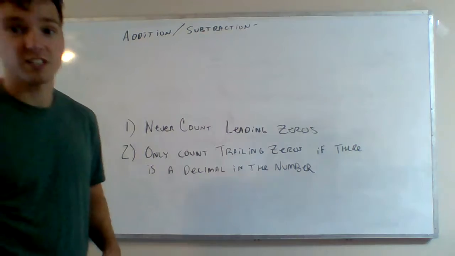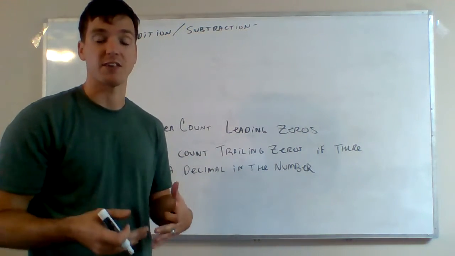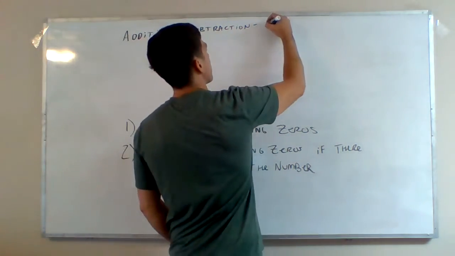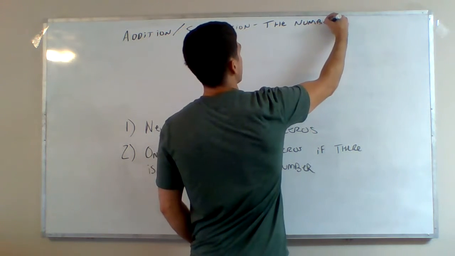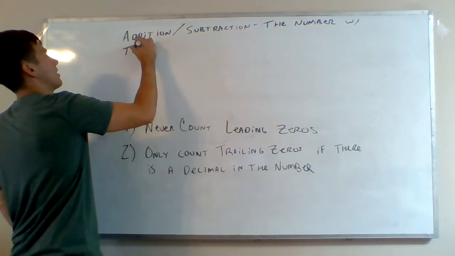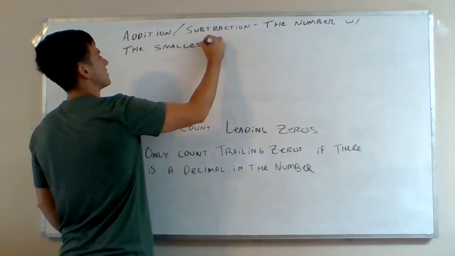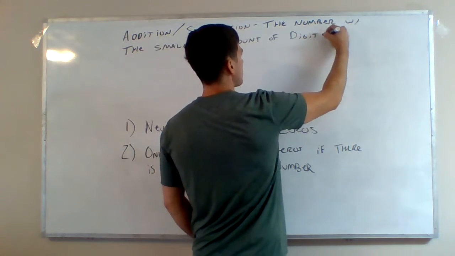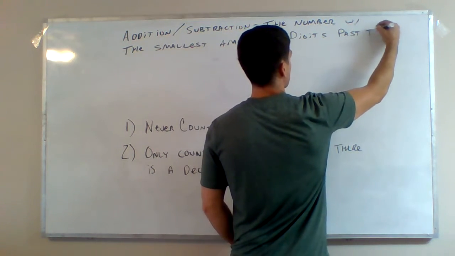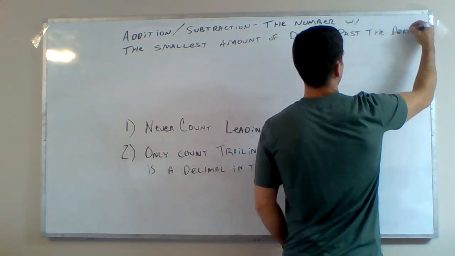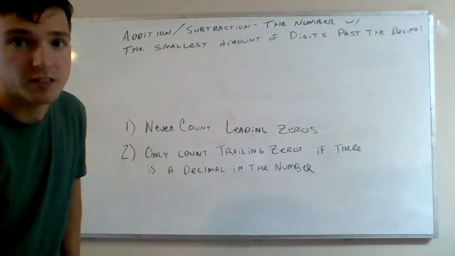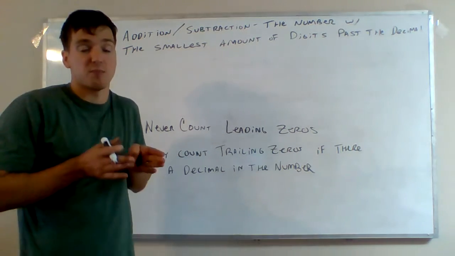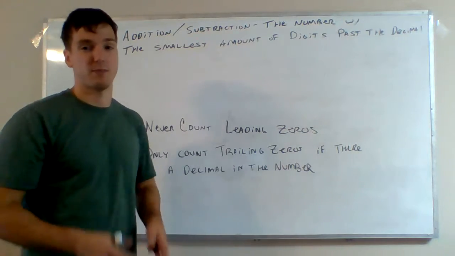So with addition and subtraction, there's a rule on how many sig figs we're gonna have in our final answer, okay? So if we're adding and subtracting, in our final answer, we focus on the number with the smallest amount of digits past the decimal. So I'm just looking at numbers past the decimal. I don't care about anything before, only numbers past the decimal.